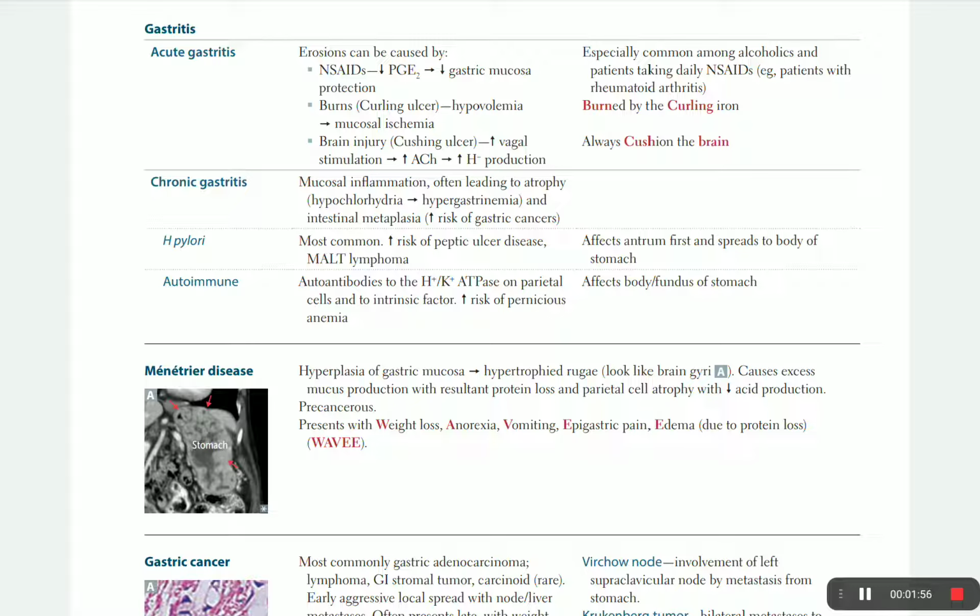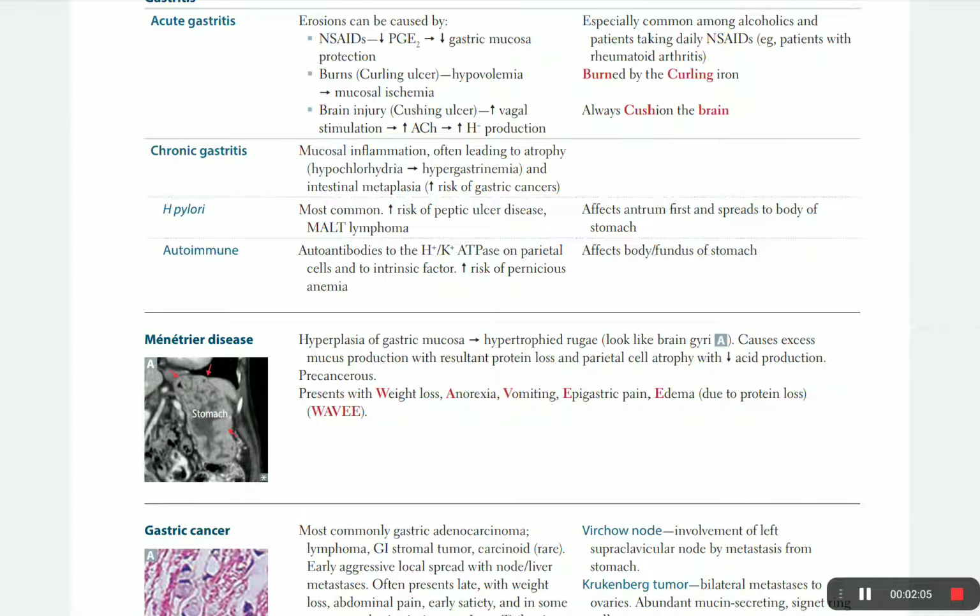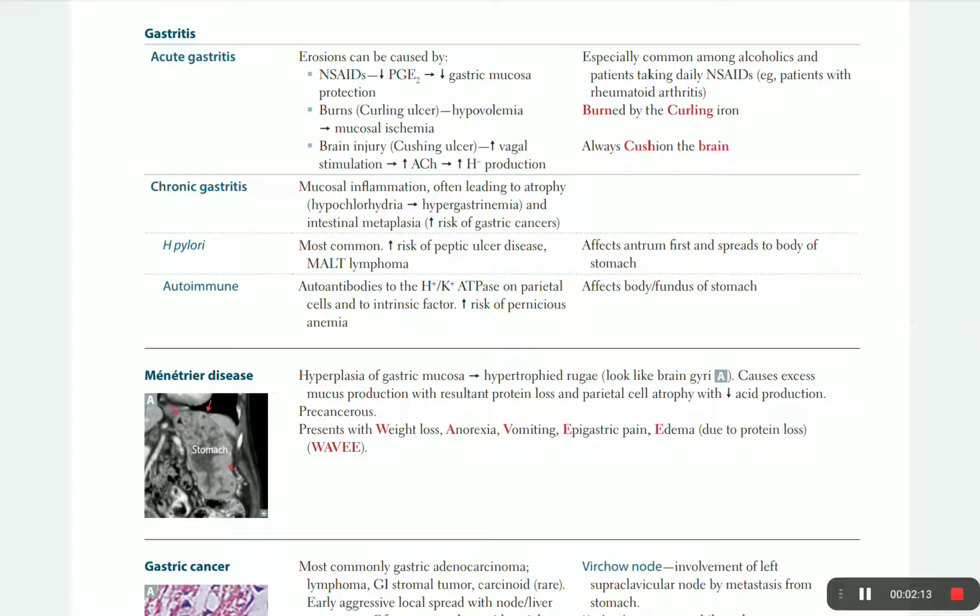So what happens if the mucosa is increasing in secretion? What will go on? The mucosa increasing in secretion, we call it Menetrier disease. We're gonna talk about it after the gastritis. It is especially common among alcoholics and patients taking daily non-steroidal anti-inflammatory drugs, like a patient with rheumatoid arthritis or other rheumatology disease. Most of rheumatology disease patients take a non-steroidal anti-inflammatory drug daily.